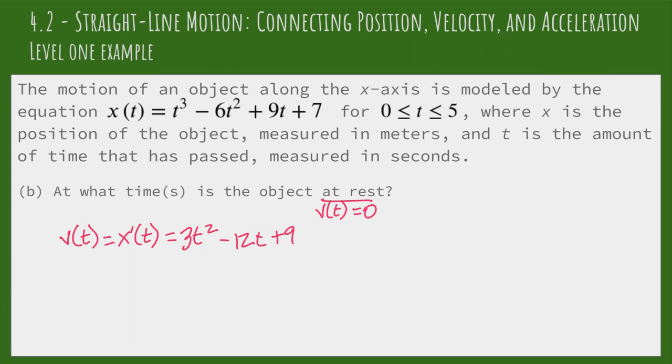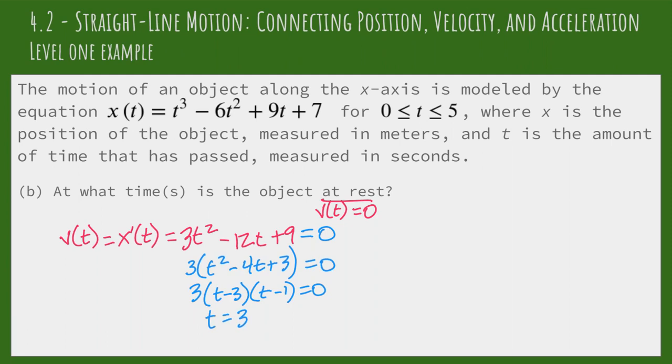Just thinking about what this means, if we plug, say, 0 in for t, the velocity at 0 would be 9 meters per second. So when this object starts at t equals 0, it's moving to the right 9 meters each second, but that's an instantaneous rate of change. We want to know when it's at rest, when the velocity is equal to 0. So what we're going to do is set the velocity equal to 0 and solve that equation. So we can factor and factor.